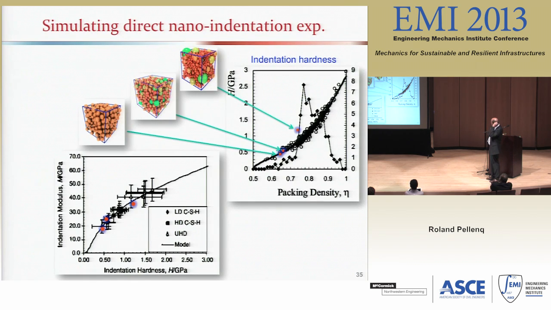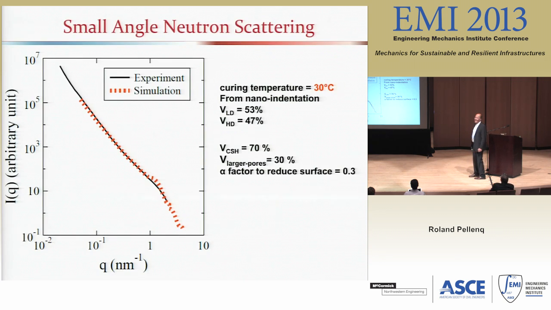Okay, what can we do next? We can actually calculate hardness and compare to the experiment. This is what is done here, because this is a straight illustration of a nanoindentation measurement where you have the M value as a function of H, and here are our simulation values from those models with different packing fractions. Okay, what else can we do? We can calculate small angle scattering functions. And then you see the agreement with the experiment. There are no adjustable parameters.